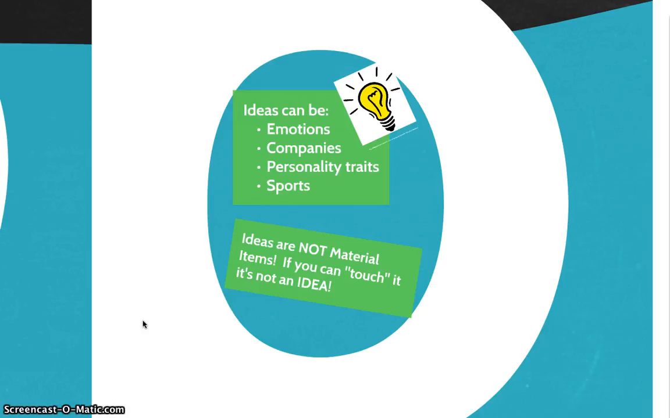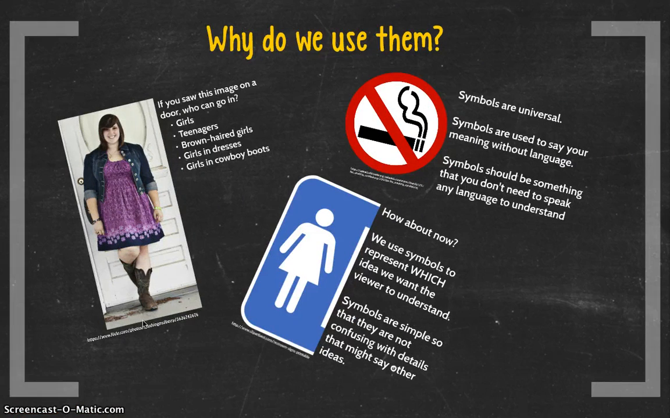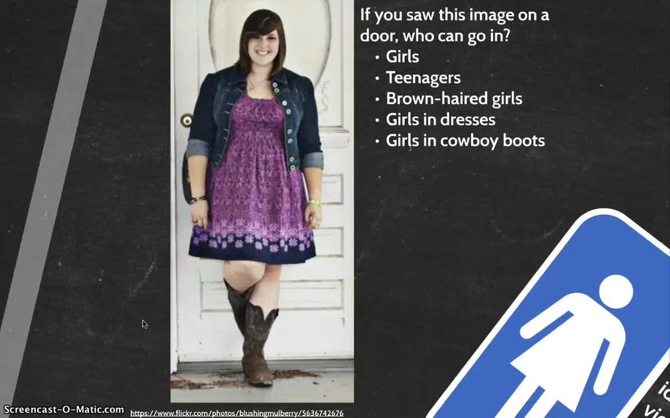Nike is an idea. You can't hold Nike, you can hold a Nike shoe. There is not just one thing that makes Nike. It's a company, it's big, it's an idea. So, why do we use these simplified pictures to represent ideas?